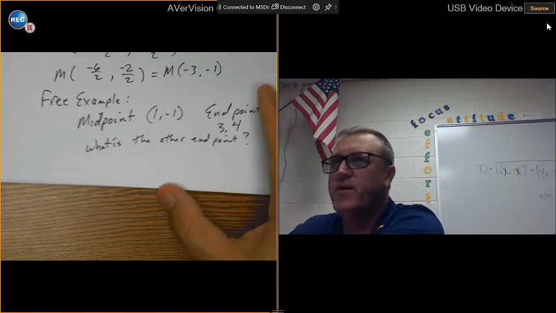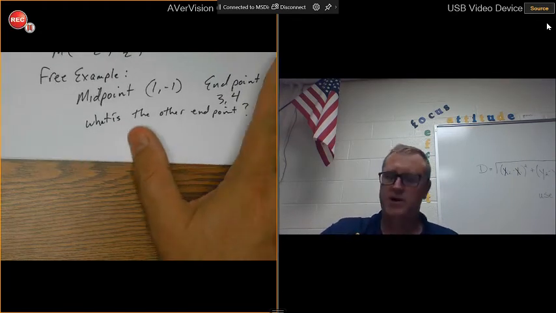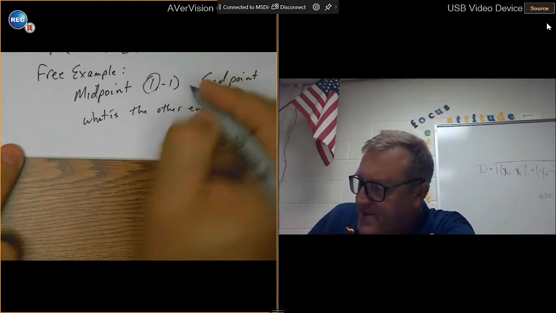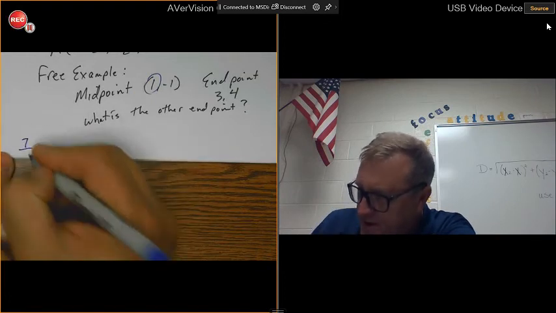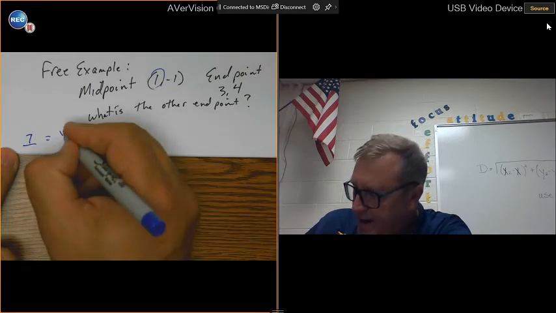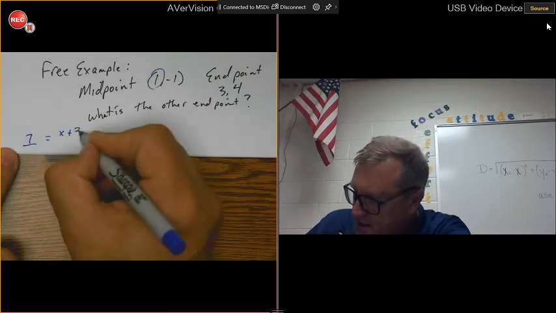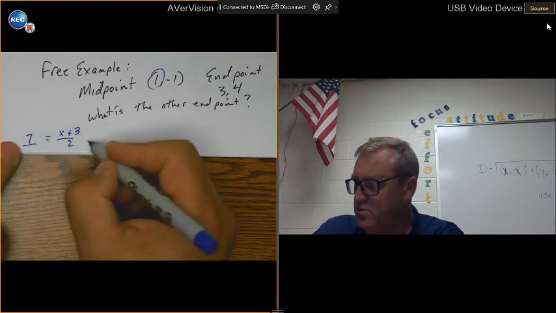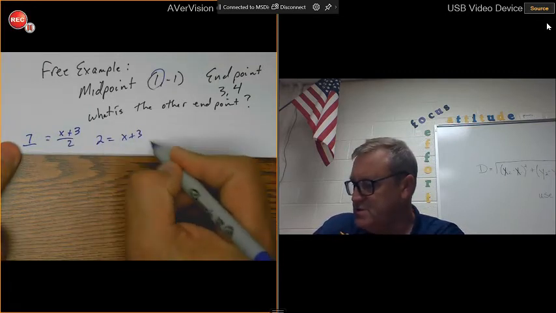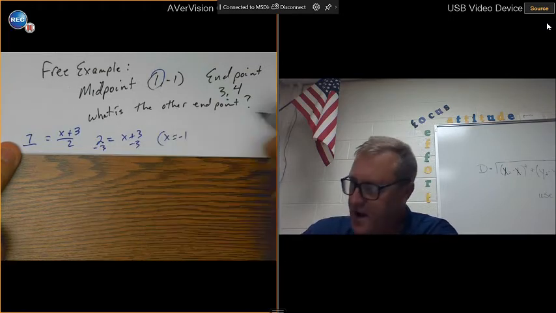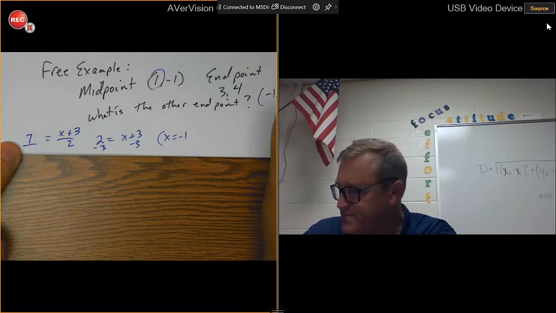I'm going to show you a couple different ways to solve this. Those of you that are stuck, just watch. Mathematically, we could look at it like this. If this is the midpoint, that's positive 1, and it equals 1 plus the other x, which was 3, divided by 2. That's the midpoint formula. Multiply by 2: 2 is equal to x plus 3. Subtract 3, and I have x equal to negative 1. So the other endpoint's x value is negative 1.